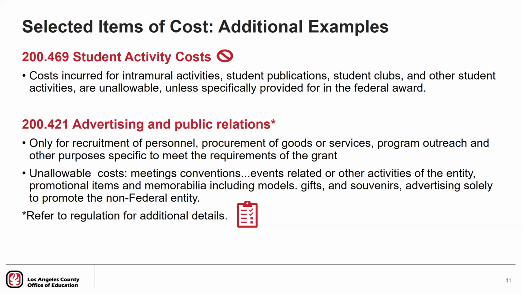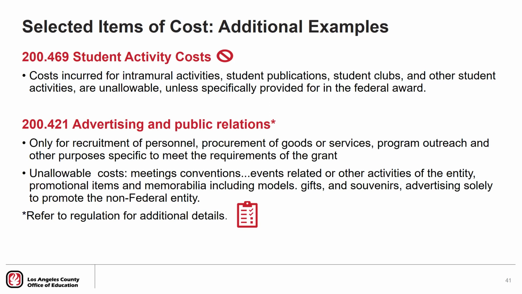On the next slide, two additional examples are offered that illustrate where a cost is unallowable and where conditions may apply to considering the item of cost. You can see student activity costs are not allowable. And for the second item, you can see some considerations for advertising and public relations may be considered, such as for recruitment of personnel or procurement of goods or service that is specific to meeting the requirements of the federal grant.